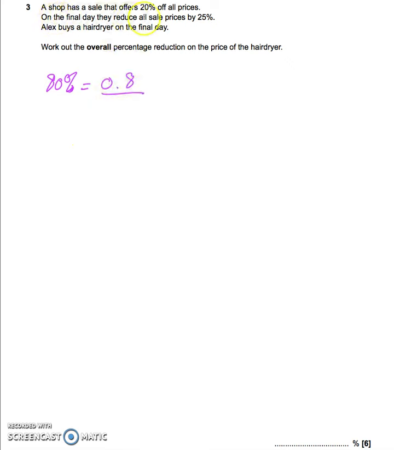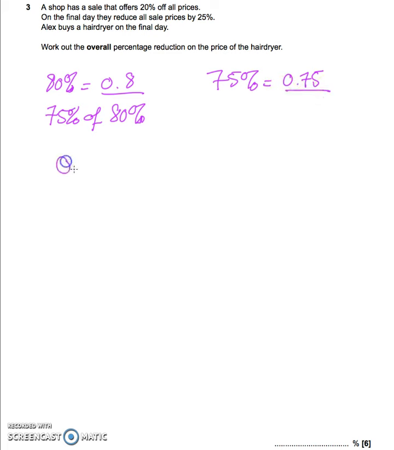Now, they're talking about this hairdryer having a further 25% off of the sale prices. So when you think about the word of in maths, you think about the word multiply. So we're talking about 25% off of 80%. Okay, so 25% off would be 75% of the value. So 75% of 80% is what we're thinking about. Now 75% as a decimal would be 0.75.